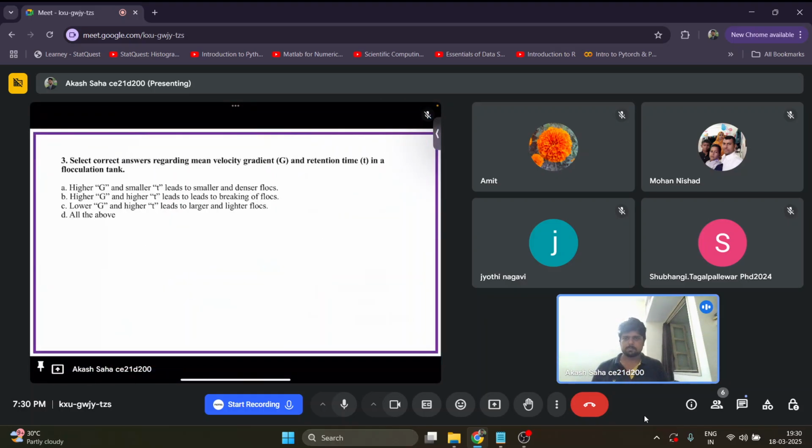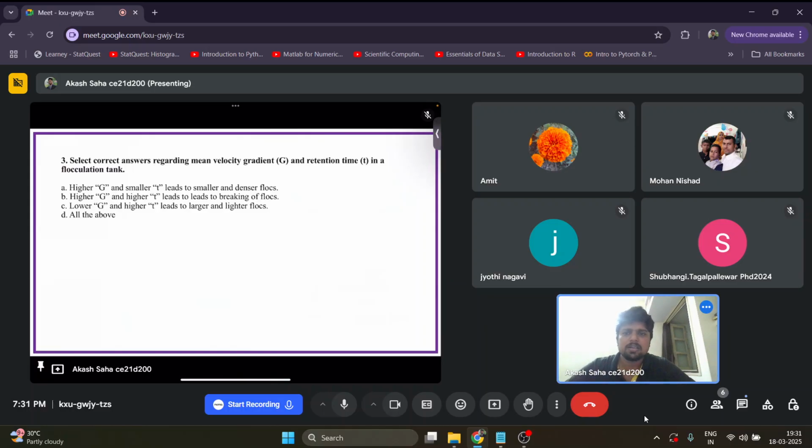Okay, the next problem. It's an MCQ type. It says: select the correct answer regarding mean velocity gradient G and the retention time T in a flocculation tank. Higher G and smaller T leads to smaller and denser flocks. Higher G and higher T leads to breaking of flocks. Lower G and higher T leads to larger and lighter flocks. Or all of the above.